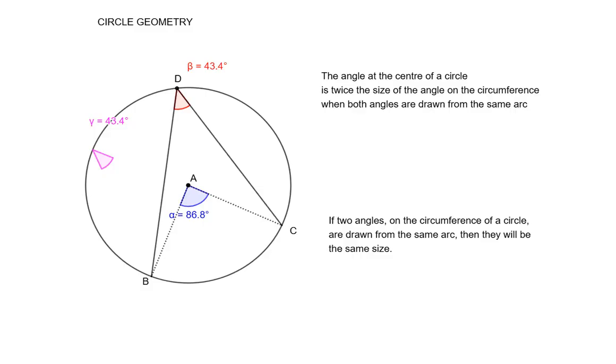If we look at the second one, we've got like a little bow tie effect. And that's going to be our second angle fact. If you have two angles on the circumference of the circle drawn from the same arc, then both of those angles are going to be the same size. I hope this makes sense to you.